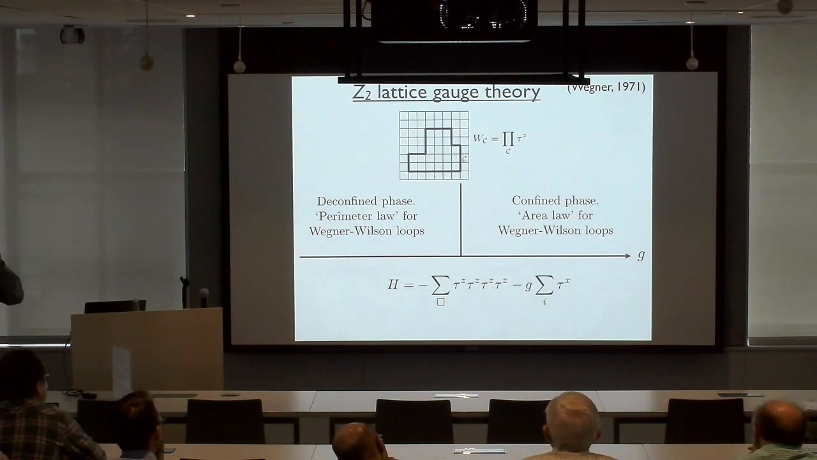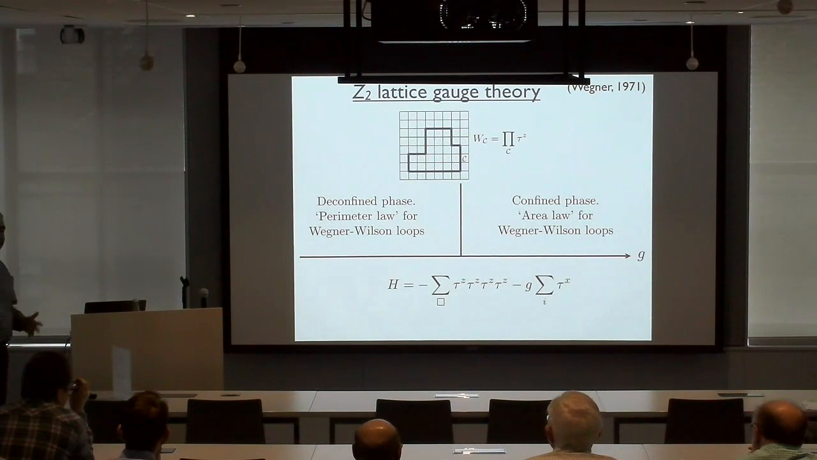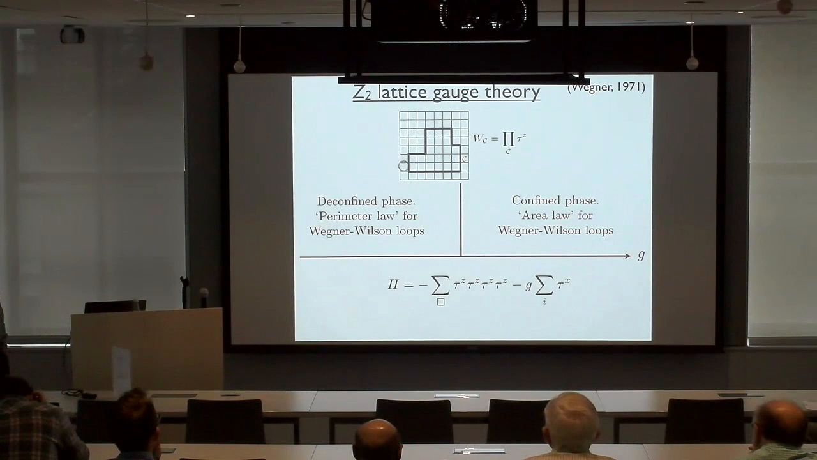So what Wegner realized was that this is a model which had a phase transition without any local order parameter, that there was no symmetry breaking order parameter that was required, but nevertheless there was a phase transition. And he expressed it in terms of the behavior of these non-local objects, which people call Wilson loops, although Wegner came up with it before Wilson, which is just the product of tau z around this contour C.